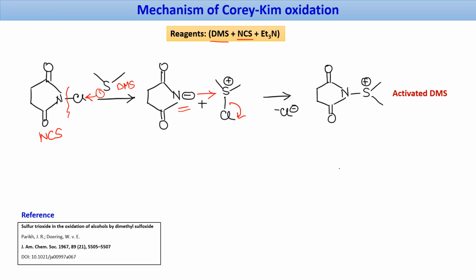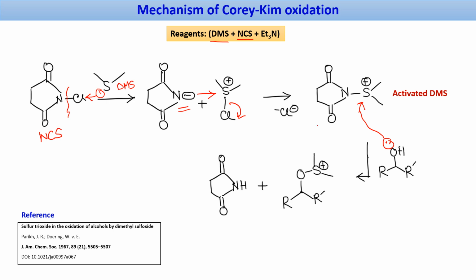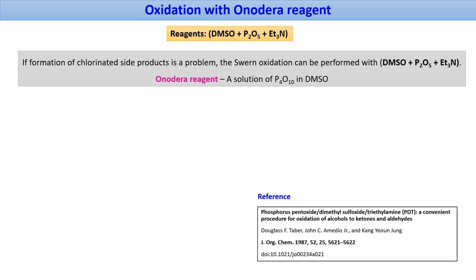Now once we have this activated DMS, the next thing is obviously attack by the lone pair over oxygen which is present in our substrate, right? And then this N-S bond will be broken, and this H is now with this N negative. Ultimately this is the fate of NCS. As Et3N is present, finally negative charge will be generated at this position, and we get our final molecule, right?